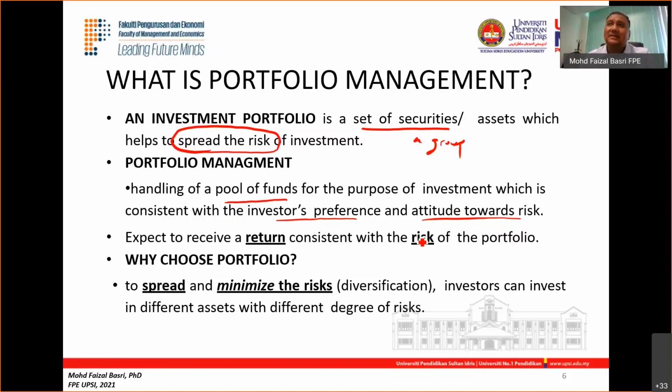Okay, we can gauge customers' attitude towards risk ni by giving out a simple questionnaire, for example, to gauge ataupun to understand, okay, how this person punya attitude towards risk. Okay, selalunya attitude towards risk ni, sometimes we also can call them as risk appetite. Okay, macam appetite makan tu kan. So risk appetite ni meaning how much risk someone willing to take, okay, based on their risk appetite.